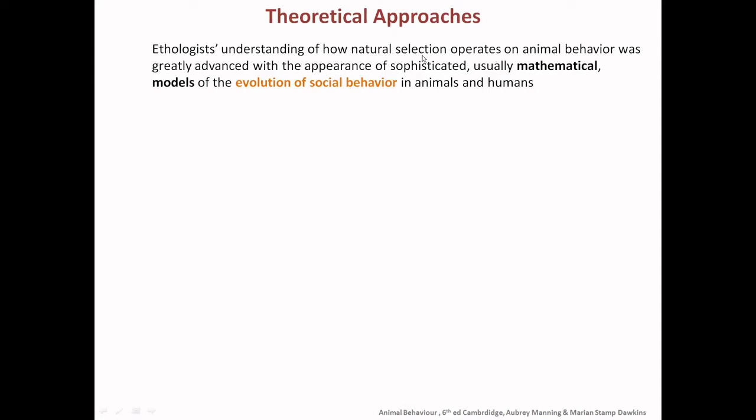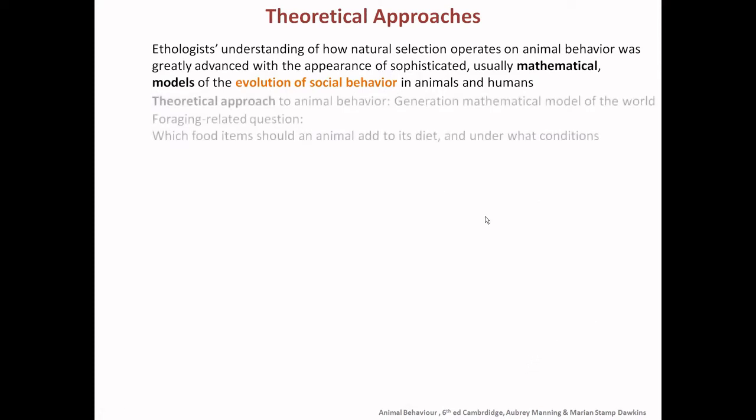Ethology's understanding of how natural selection operates on animal behavior was greatly advanced with the appearance of sophisticated, usually mathematical models of the evolution of social behavior in animals and humans. So the theoretical approach to animal behavior is the generation of mathematical models of the world. So when we say theoretical approach, it is mostly related to generating some sort of mathematical models. So we will study foraging-related questions as a theoretical approach.